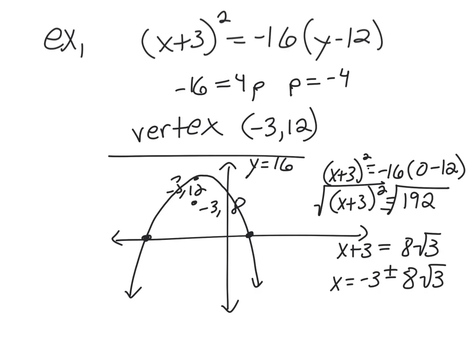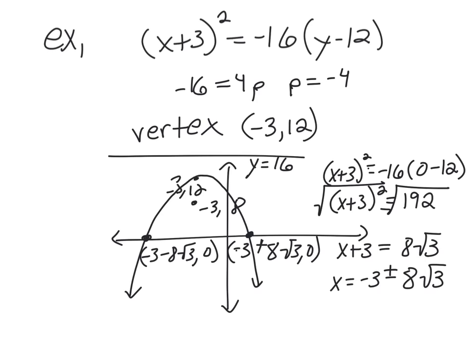And that tells me the locations of my x-intercepts. So I'm going to have (-3 - 8√3, 0). And then this other one is going to be (-3 + 8√3, 0). And that would just be if you needed to find those two points.